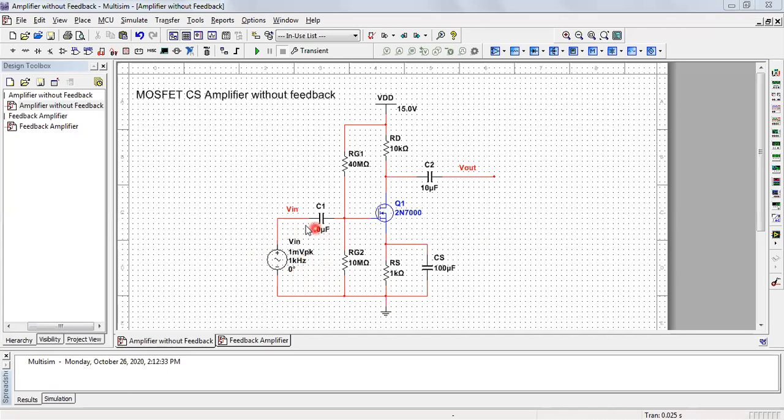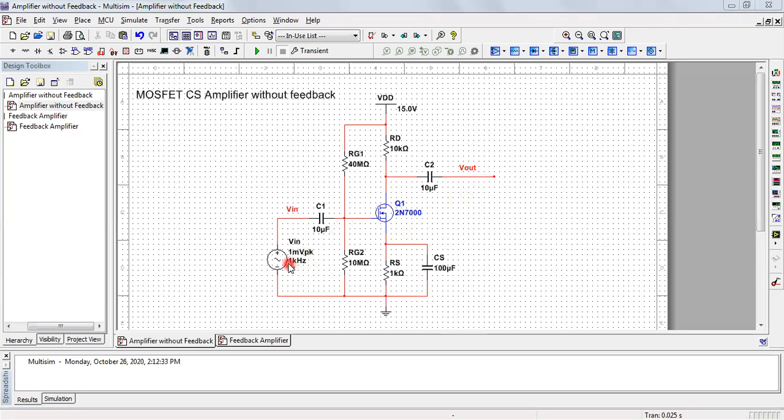And these are the coupling capacitors C1 and C2. So in every amplifier configuration, whether it is a BJT amplifier, a JFET amplifier or a MOSFET amplifier, we have these coupling capacitors and bypass capacitors. So this is the simple common source MOSFET amplifier.